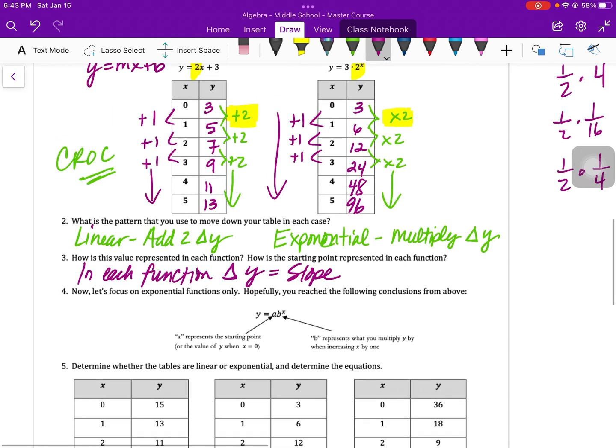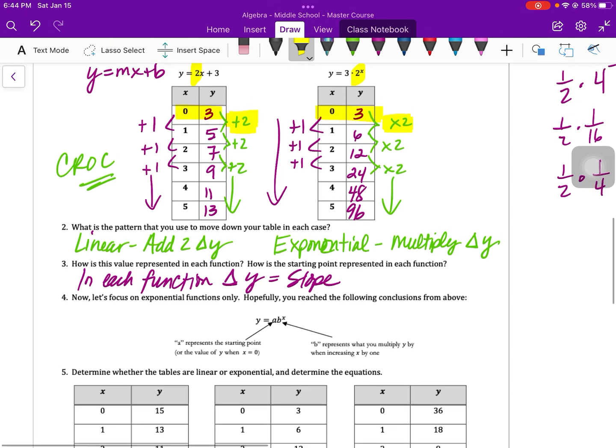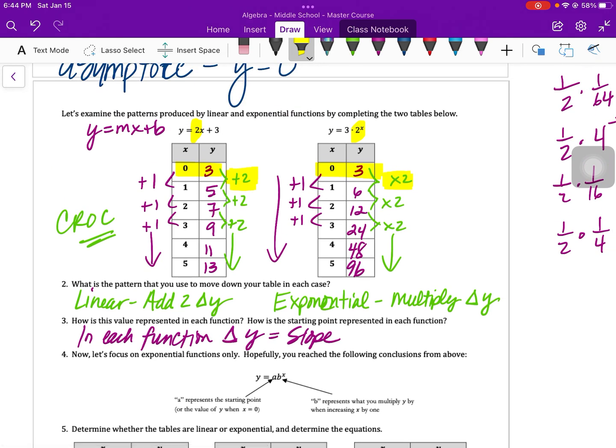Okay, question 4. Now let's focus on the exponential functions only. Oh, I'm sorry, I didn't finish question 3. How is the starting point represented in each function? Well, the starting point, remember, is the point at which x equals 0. In both of these functions, the starting point is 3.